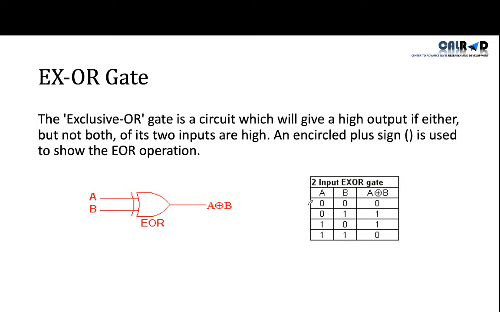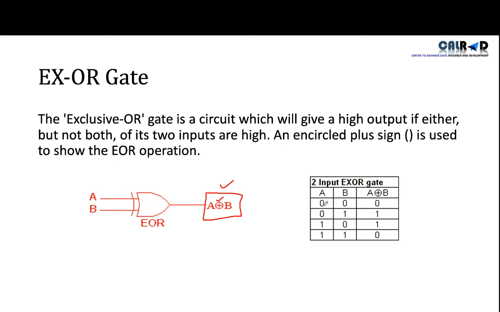Now we take an example. Before the example, I showed you that if you see this type of output, this means this is an exclusive OR gate. How? There will be a positive or plus sign encircled. So if there is A and this encircled plus sign with B, this means this is an output of an exclusive OR gate. And what is an exclusive OR gate? An exclusive OR gate is a circuit which will give a high output if either, but not both, of its inputs are high.